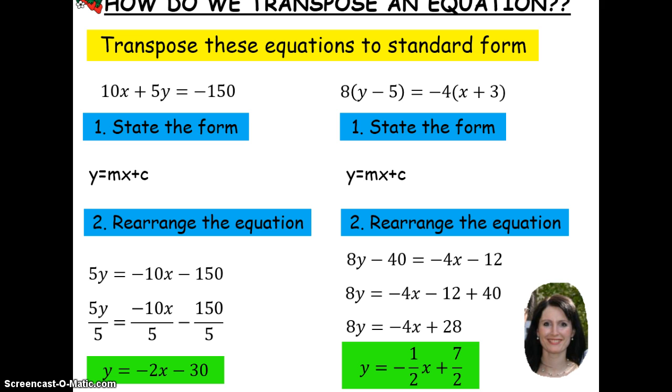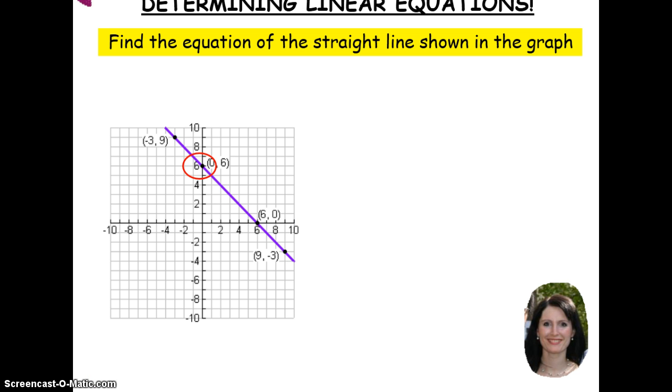Let's divide by 8 on both sides, leaving me with y = -4/8, which is -1/2, x, plus 28/8, which simplifies to 7/2. And that's it. That's how we transpose the equations into standard form. We want y as the subject, not -y, not 3y, just y. And we want it in the form y = mx + c. That's it, guys. That's all you have to know for the first exercise.